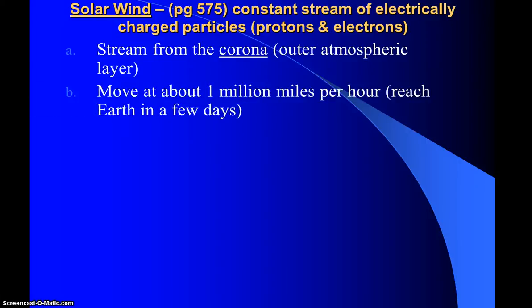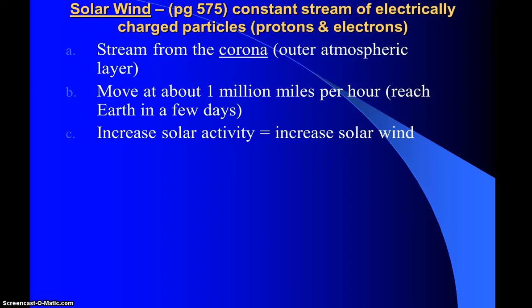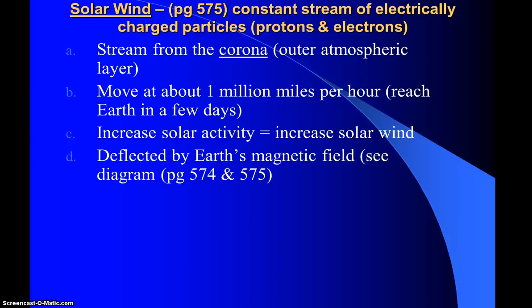And even though they move fast, they don't move the speed of light. They move about 1 million miles per hour. So remember, the light from the sun reaches us in about 8 minutes, but the solar wind will take a few days to get to us. With an increase in solar activity, though, there's an increase in solar wind. So solar events like flares or prominences, CMEs, any of that stuff is going to create more solar wind.